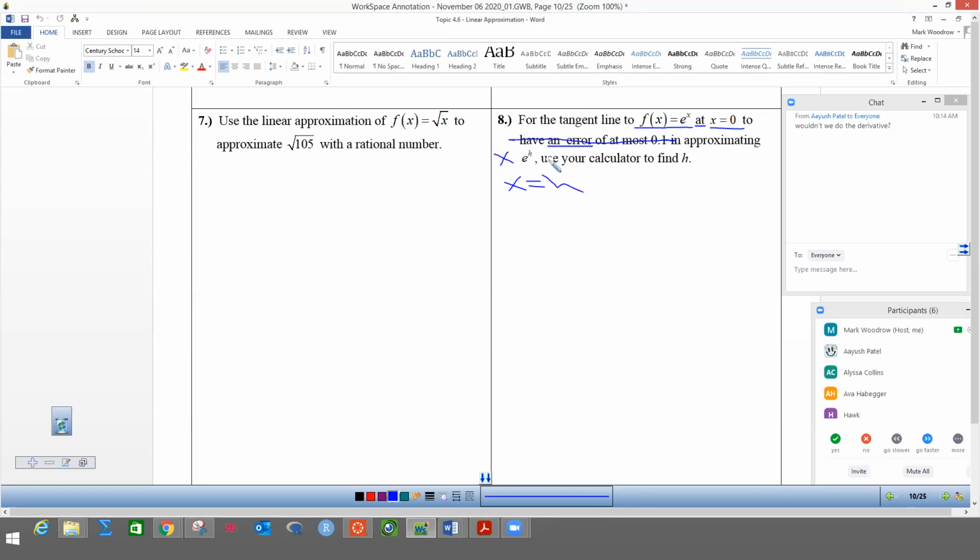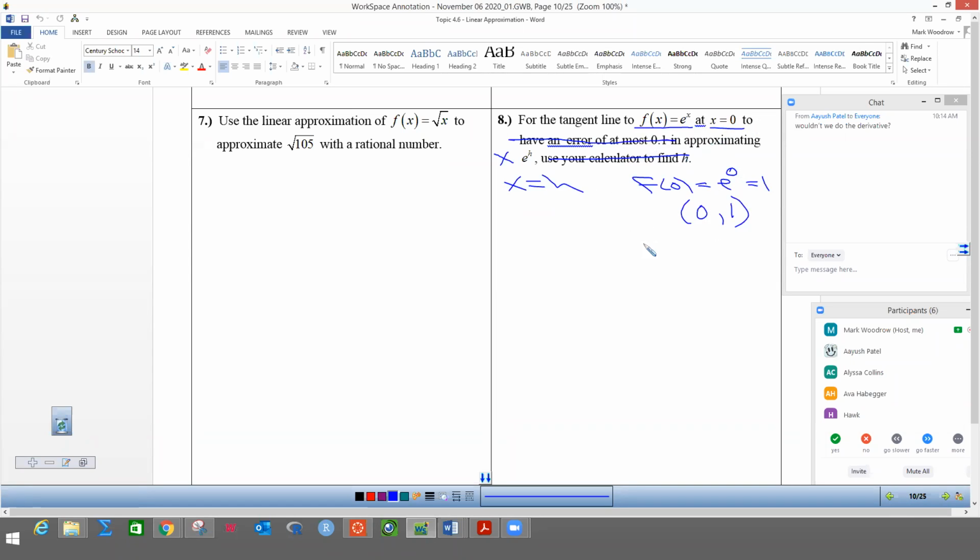Now, we're not actually going to find h on our calculator because we're not doing anything with an error. So our answer on this one's going to have an h. So we're going to find the approximation when x equals h on this problem. So again, I'm going to use a tangent line, so I got to find a point and a slope. So I need to find the point when x is 0. So I need to find f of 0, which is going to equal e to the 0, which is 1. So my point is 0, 1.